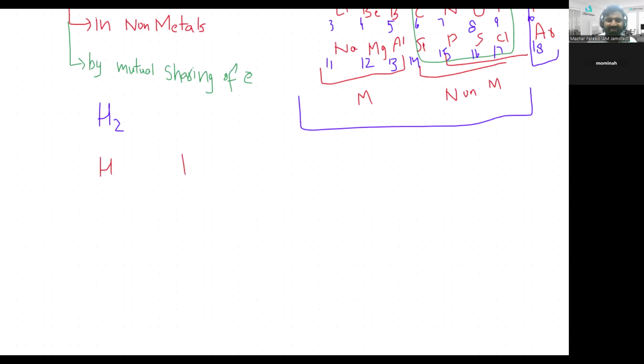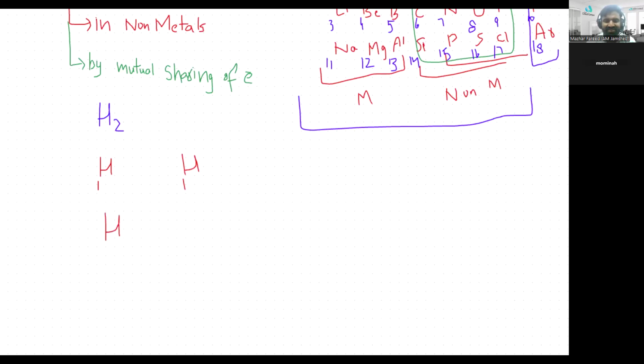The atomic number of hydrogen is 1, so there will be 1 electron. Hydrogen has 1 electron in the valence shell, so it can form 1 bond. The number of bonds depends upon the number of electrons present or required in the valence shell.